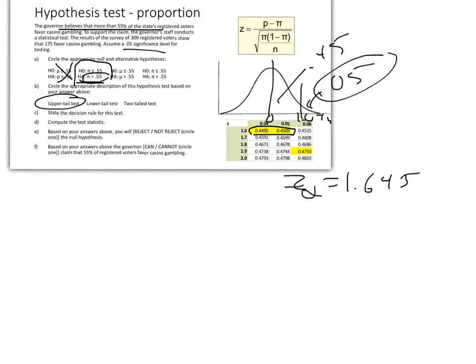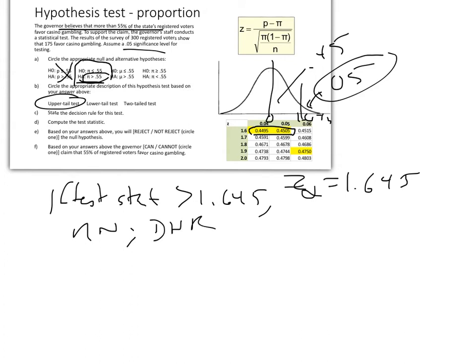And we've got 0.05 in the rejection area. So our decision rule is that if our test stat is greater than 1.645, reject the null, otherwise do not reject. Again, if it falls in the rejection region, we'll reject the null and accept the alternative hypothesis, otherwise we will say the status quo holds.